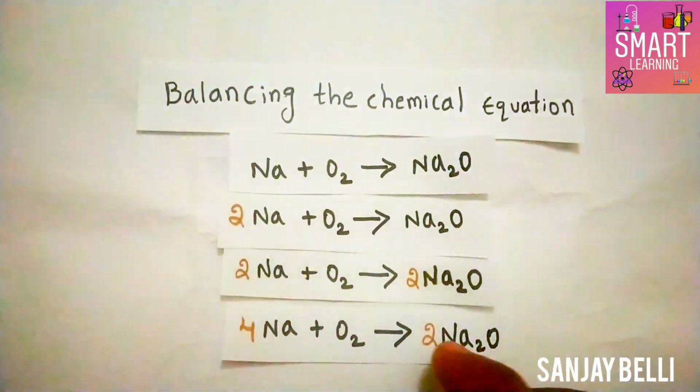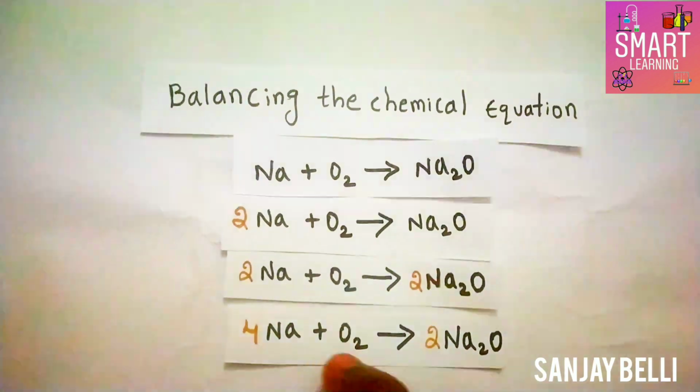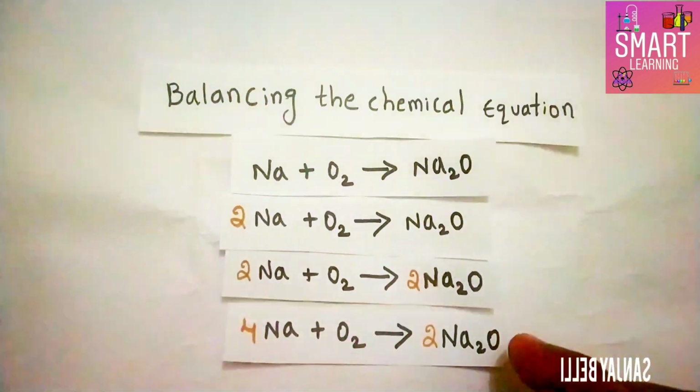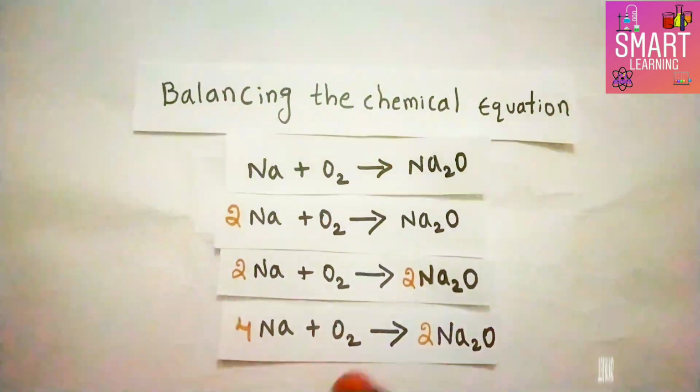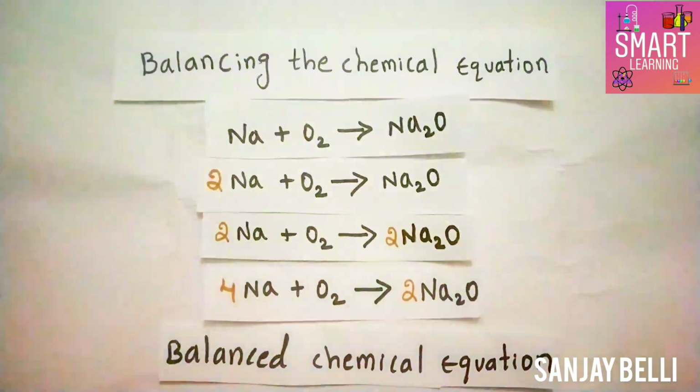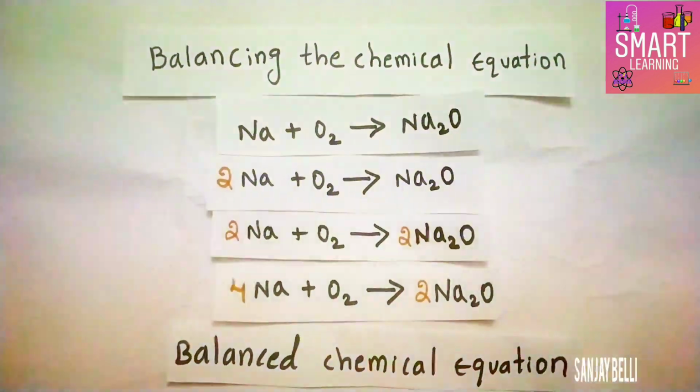4 sodiums on product side. 2 oxygens on reactant side, 2 ones are 2, and 2 oxygens on product side. So it is a balanced chemical equation. Now let me go with another example.